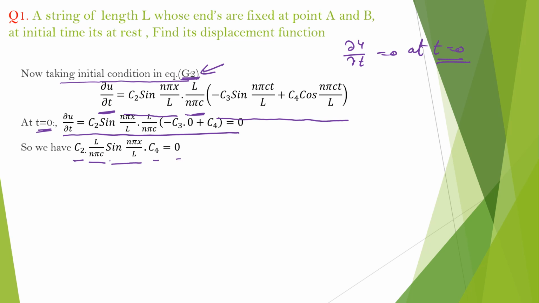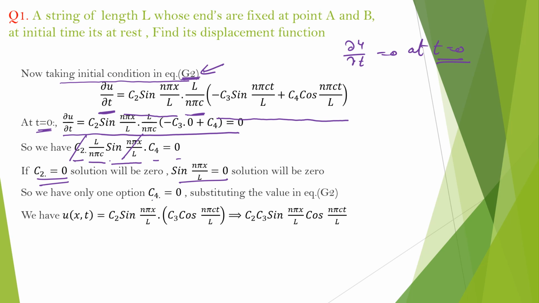We know that C2 is multiplied with the complete solution, so C2 is not equal to 0. Sin n pi x by L is never equal to 0. We have only one option. C2 is not equal to 0. Sin n pi x by L is also not equal to 0. So we have only one option, that is C4. So C4 is equal to 0, and when we substitute the values of C2 and C4 in G2, we have a new solution.